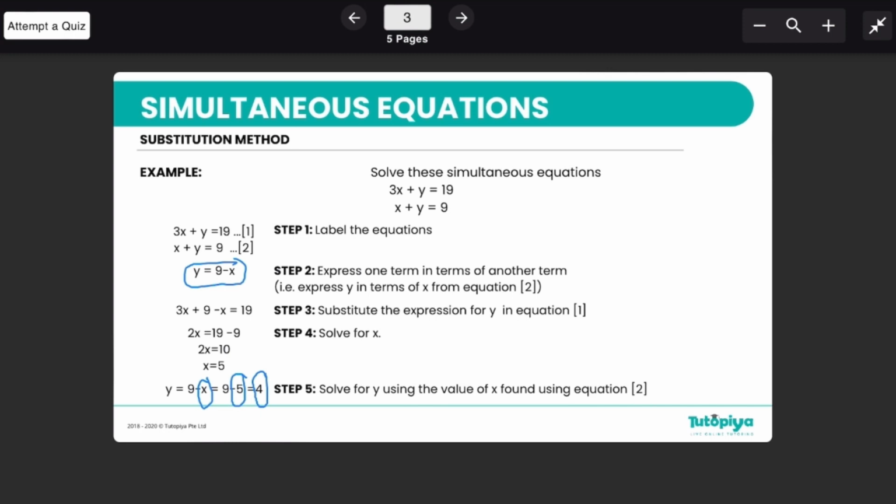In any simultaneous equation question, you must provide the answer to both the unknown variables, both x and y, or a and b, or whatever two letters are involved.